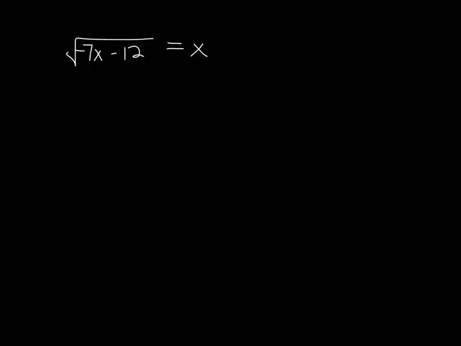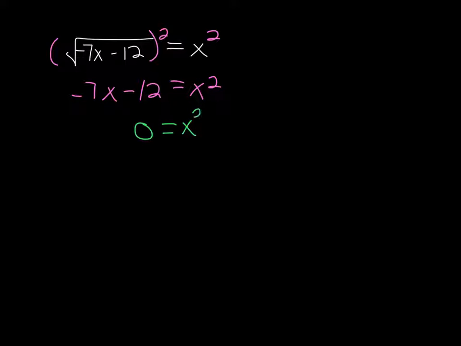Okay, let's start again by squaring both sides. And remember, the square and the square root cancel. So we're left with negative 7x minus 12 equals x squared. Now, since it's quadratic again, let's get everything over to the same side. I'm going to move it to where the x squared is. So x squared plus 7x plus 12. Remember, when you move it to the opposite side, you have the opposite sign.